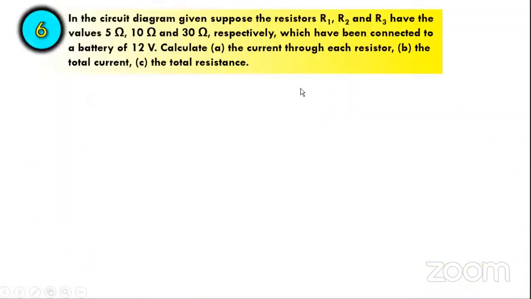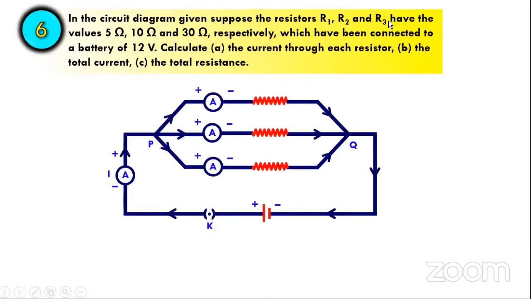Very easy, Nana. This question, can you read once? In the circuit diagram given, suppose the resistors R1, R2, and R3, so here 3 resistors are there, have the values of 5 ohms, 10 ohms, and 30 ohms respectively, which have been connected to a battery of 12 volts. Calculate the current through each resistor, and the total current and the total resistance. Is it easy? Do it fast.